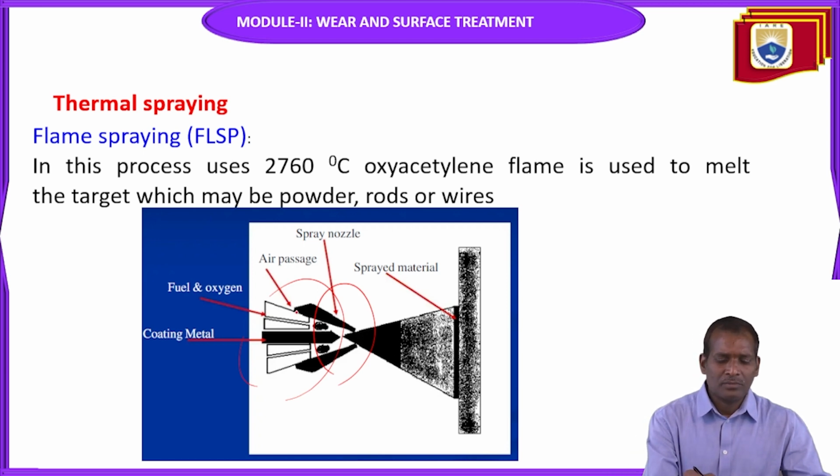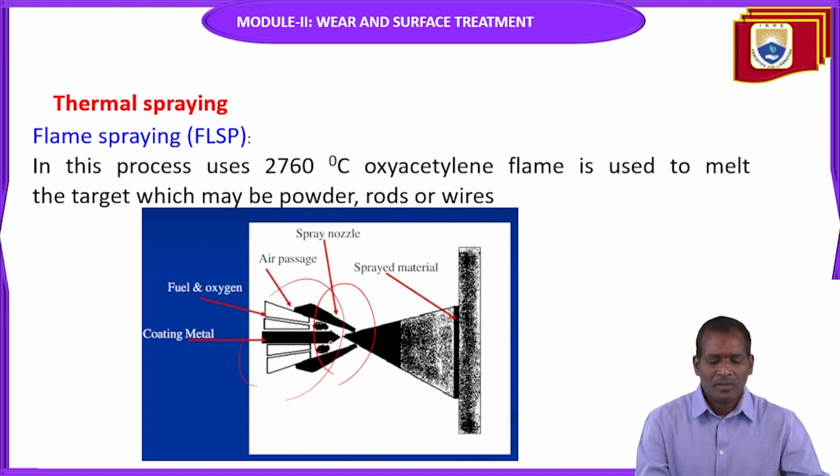So air passes in here. In this process, the fuel and oxygen enter. So the coating metal: whenever high pressure is applied, immediately through the nozzle, the coating metal sprays on the deposited metal, the parent metal which is going to be sprayed. So that is the sprayed material. Layer by layer, the deposited material will be built up.